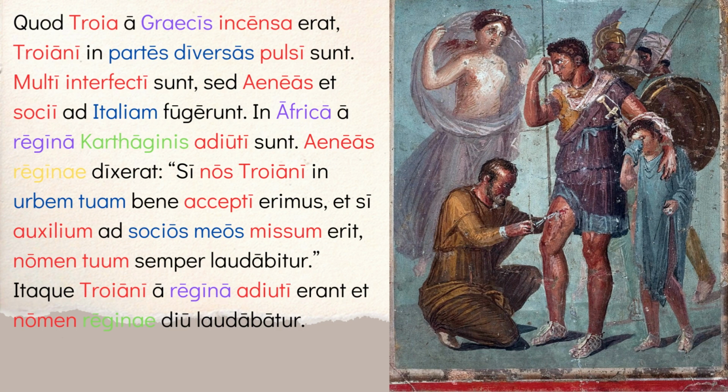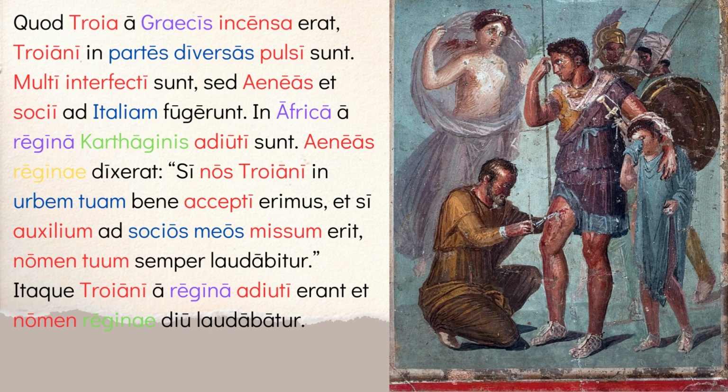Okay? Then you continue, you have multi interfecti sunt, sed Aeneas et socii ad Italiam fugerunt. So many, meaning many people, interfecti sunt, fourth principal part, plus the present tense of esse. This is perfect tense, passive voice. So you're saying many were killed, right? But Aeneas and his allies, the socii, fugerunt ad Italiam, they fled to Italy.